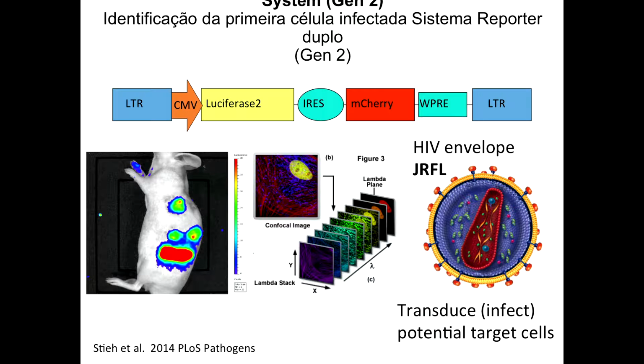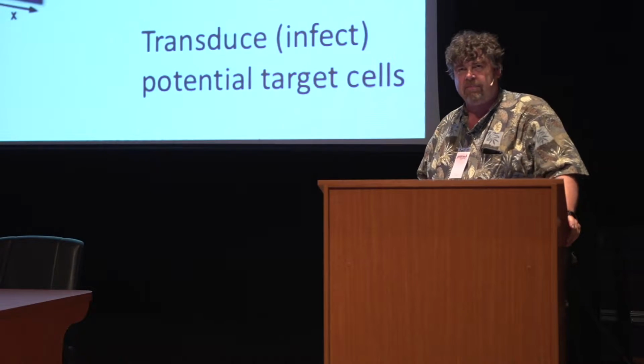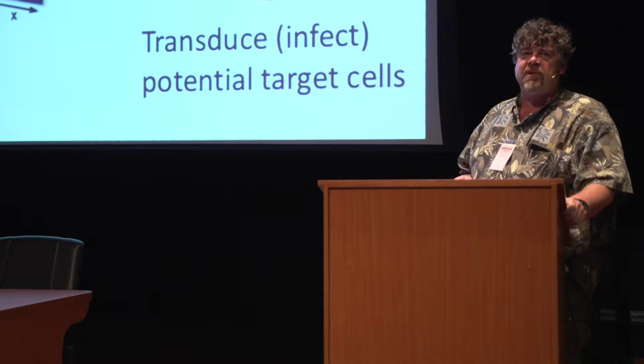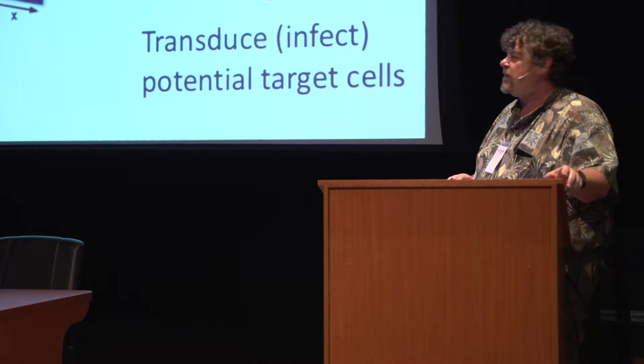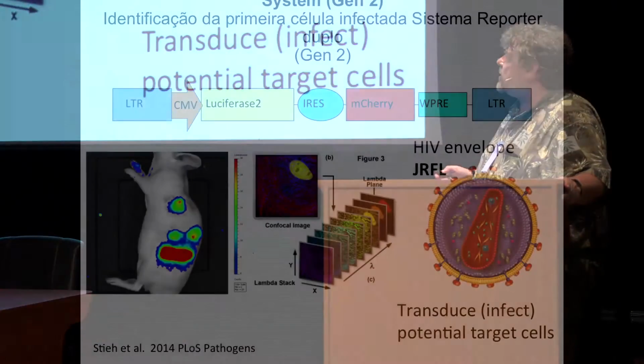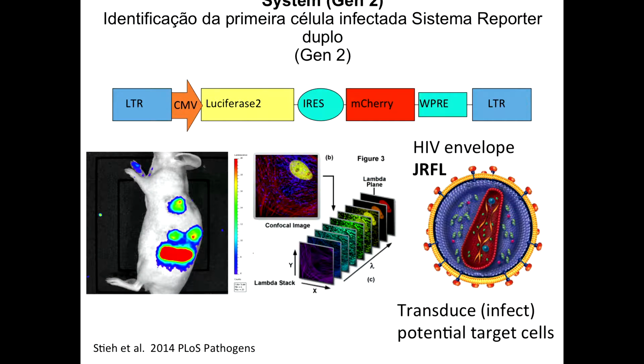So anyway, the goal was to identify the first cells that get infected, and the strategy was to use a vector. The reason we chose a vector is that it can't replicate. So any events you see that are infection or transduction have to have come from the original inoculum. The downside of this is that this isn't a real virus, but we'll address that a little bit later.